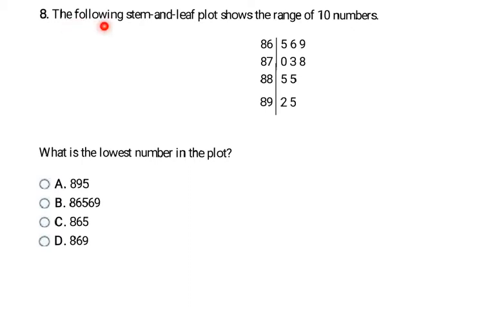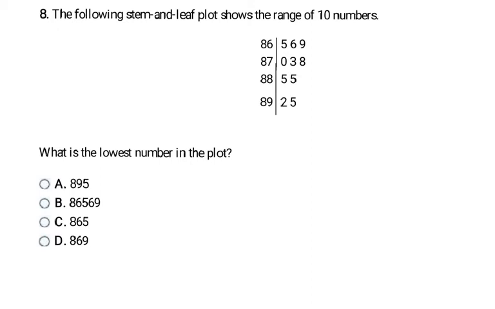Okay, in this example, it says the following stem and leaf plot shows the range of 10 numbers. What is the lowest number in this plot? So just so you understand how a stem and leaf plot works, they should give you a key to show you what place value the numbers are. But if they don't, then you assume that this leaf part over here, that's what we call the area to the right, is the ones column.